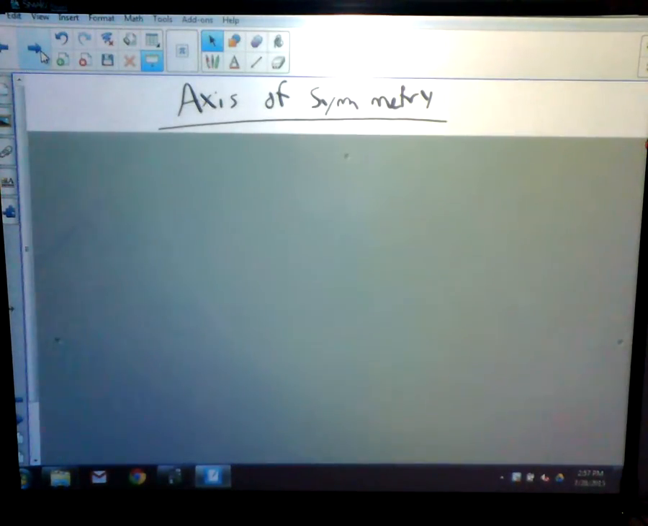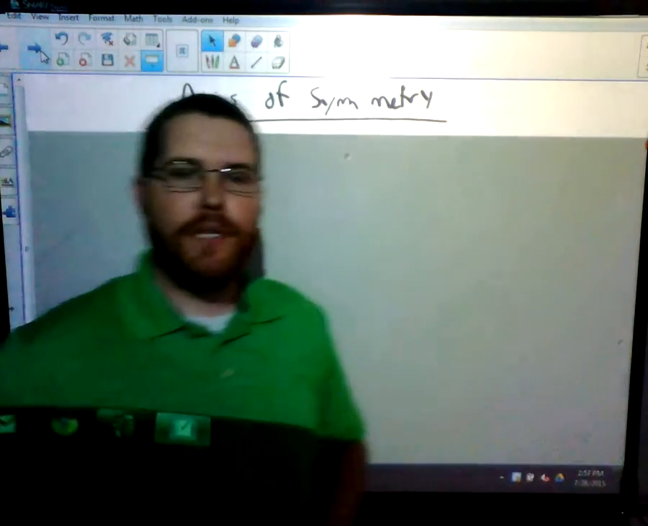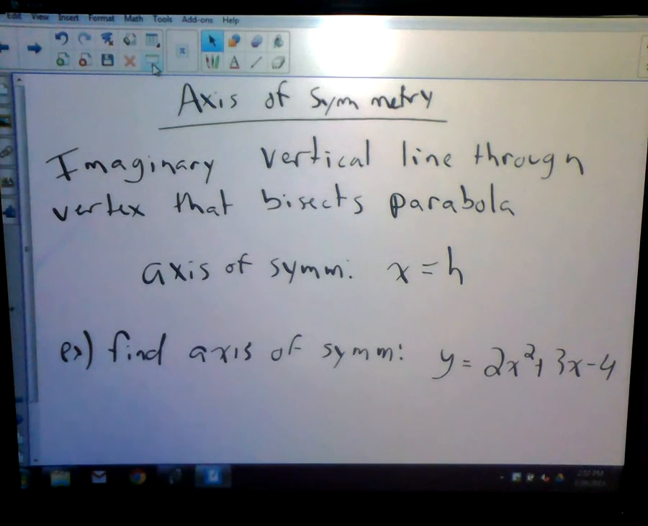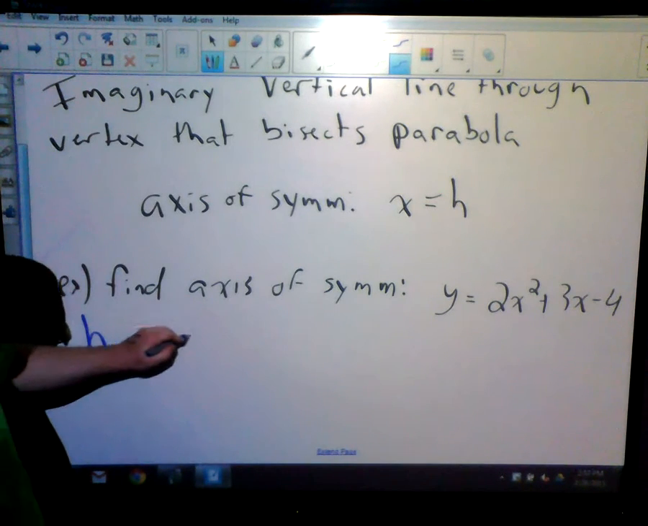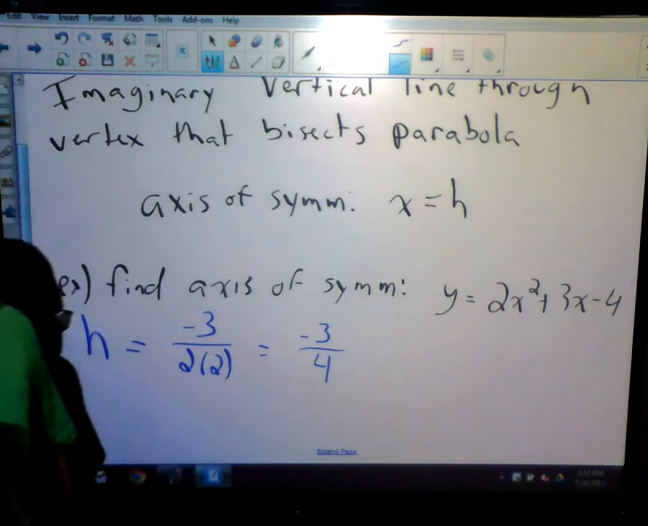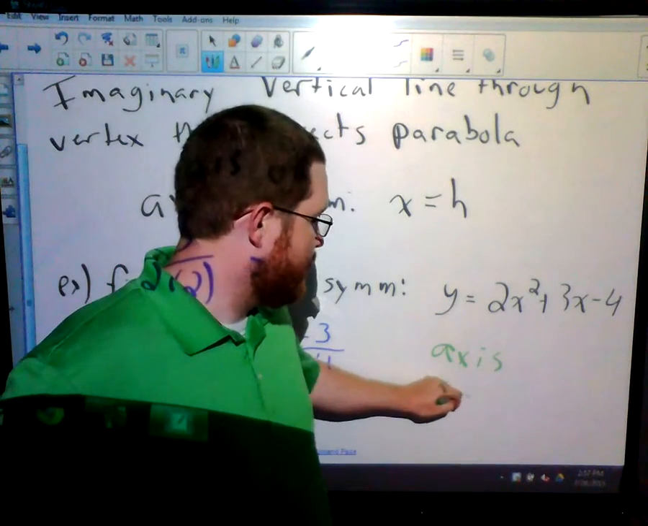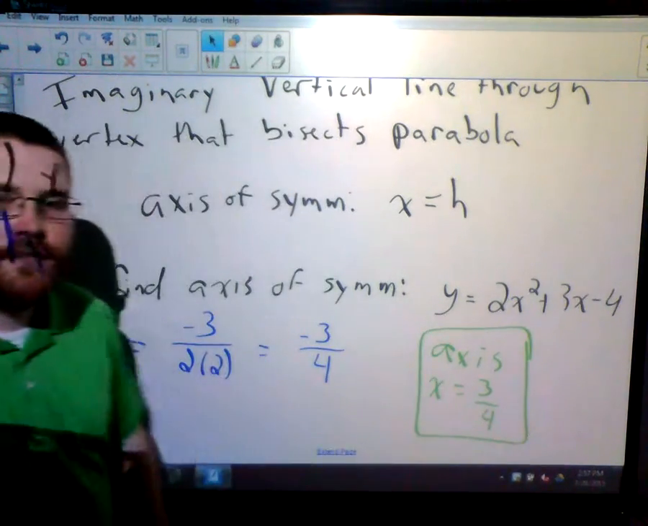What's the axis of symmetry? Well, a parabola is symmetric. It means that it's the same on both sides. So I want to find the axis that splits it in half. The axis is the imaginary vertical line through the vertex that bisects the parabola. The axis of symmetry is just x equals whatever the h value is. So in this example problem down here, h is the opposite of b over 2a, or -3/4. I don't even need to find the k value. My axis is just x equals 3/4. So if they ask for the axis of symmetry, it's just x equals whatever your h value is.